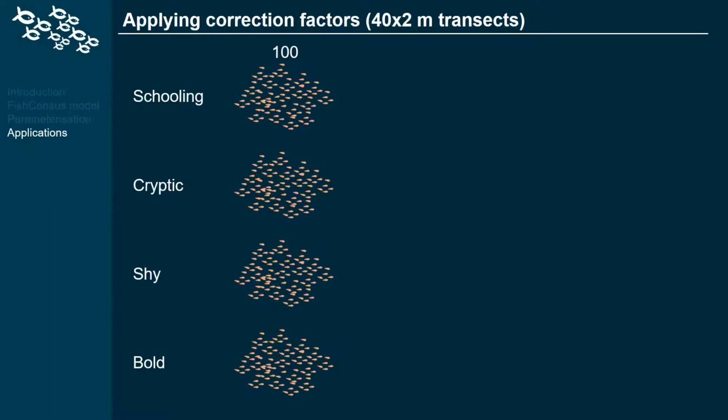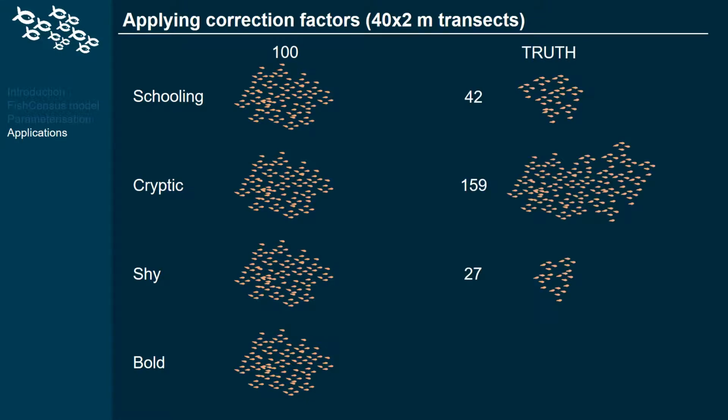Some applications of the model are, for instance, the calculation of correction factors for field data, because we don't know the true abundance in field data, but we can calculate bias in the model and then correct the field data and get, hopefully, a better picture of what should really be there.